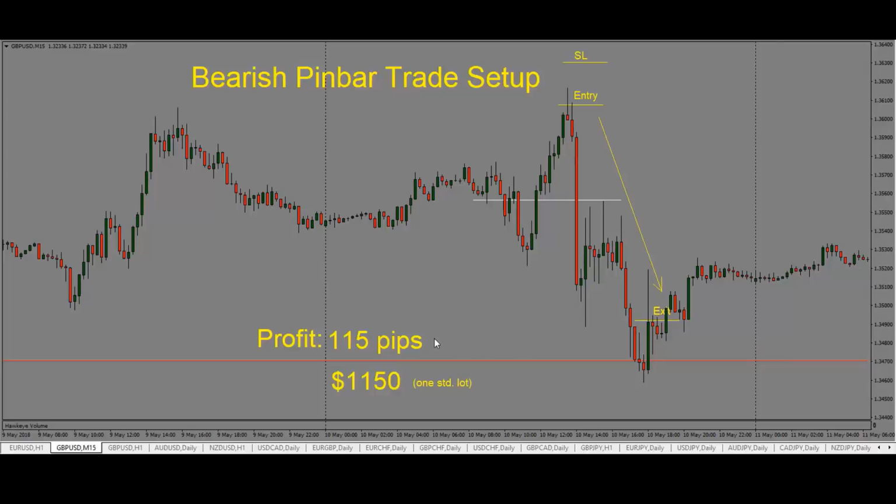From entry to exit here, we get 115 pips in the trade, so our profit is 115 pips, or $1,150 if trading one standard lot.